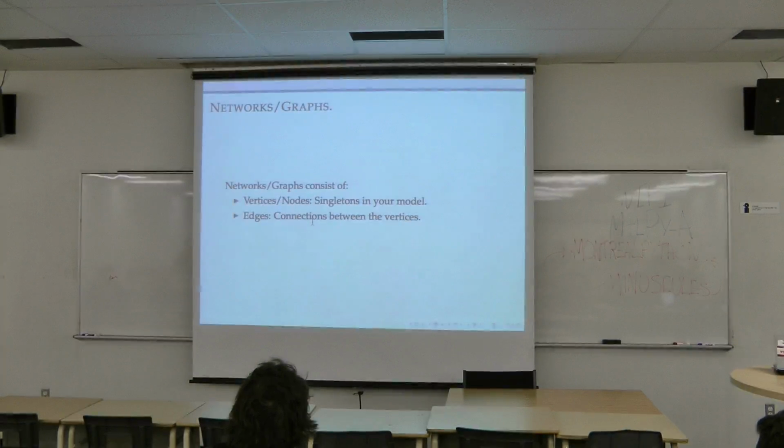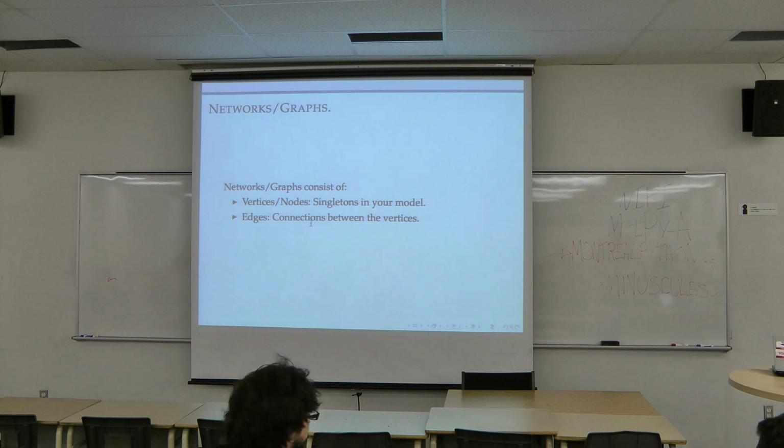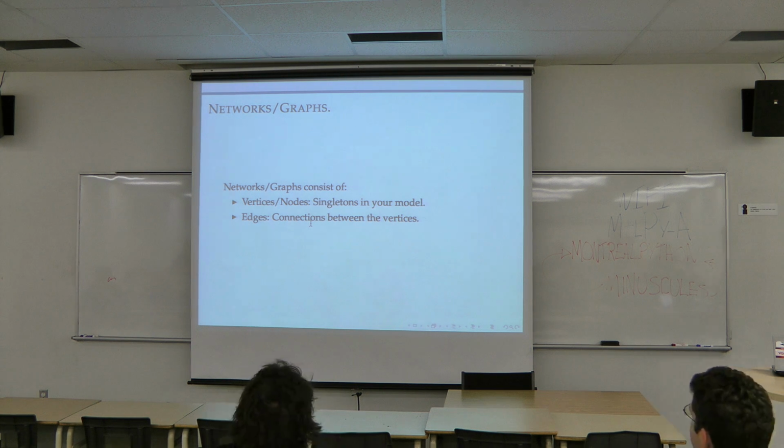So just a refresher of a graph. Networks or graphs consist of vertices and nodes. You have singletons in your model. This is what you consider as vertices and nodes. And then you have edges, which are connections between the vertices. All right.